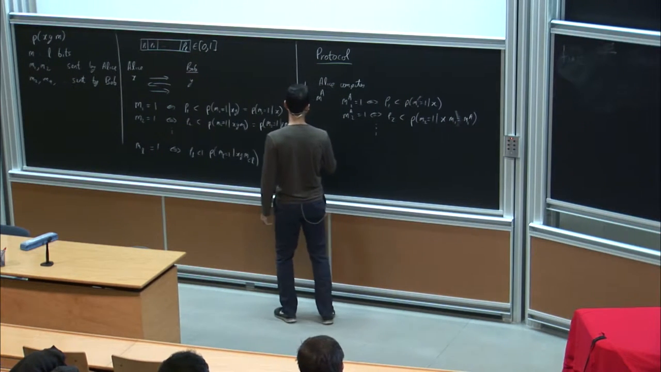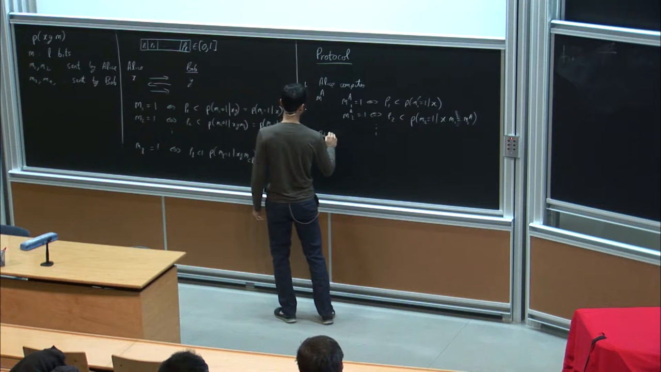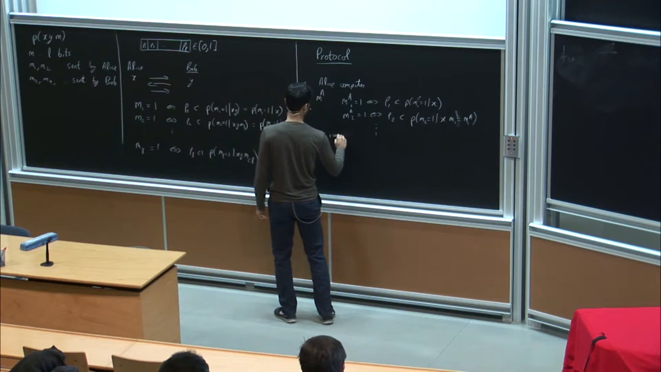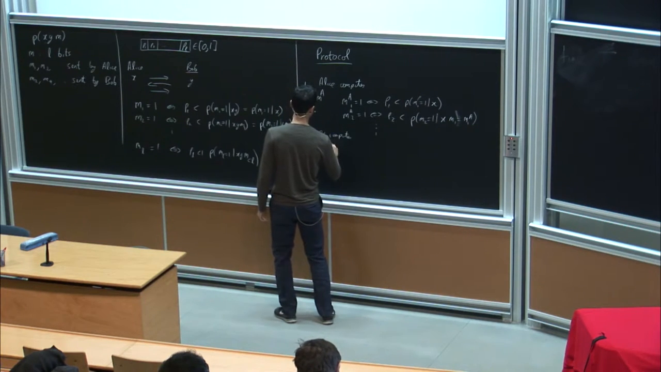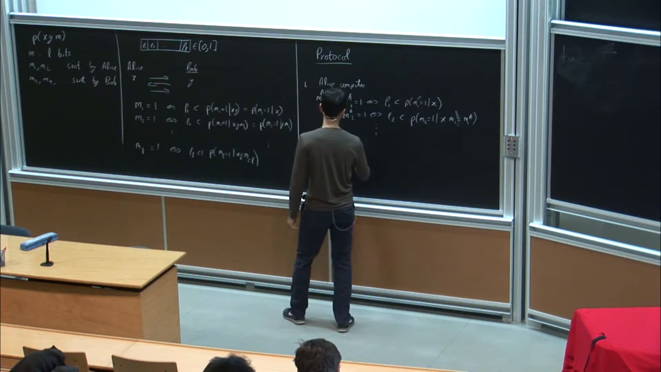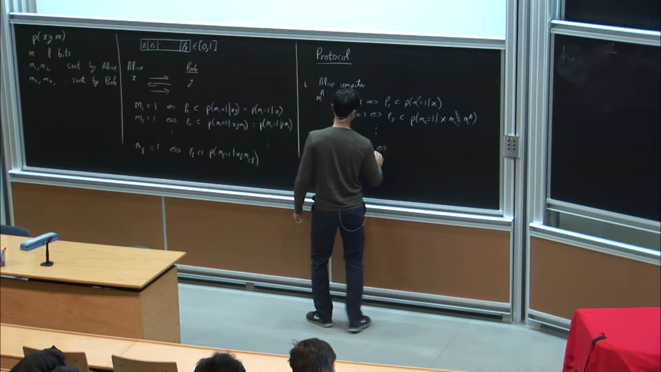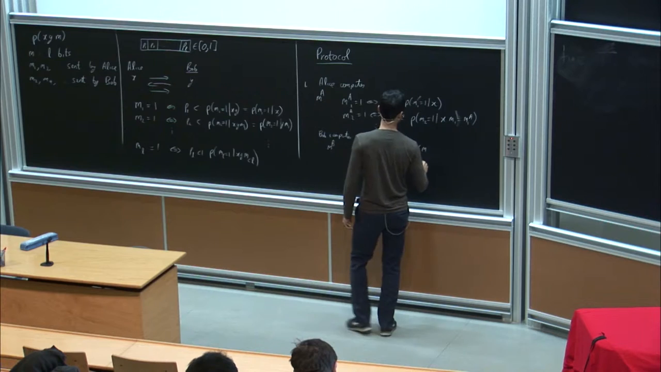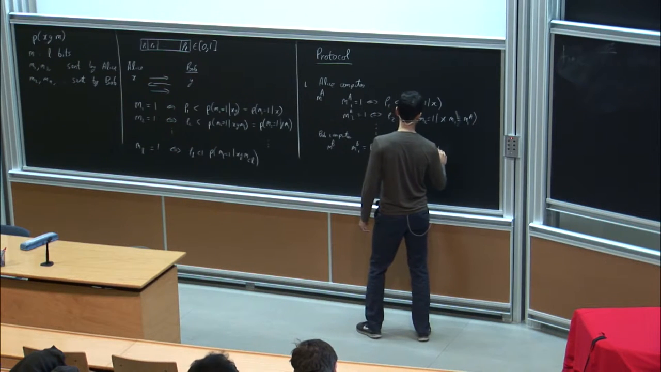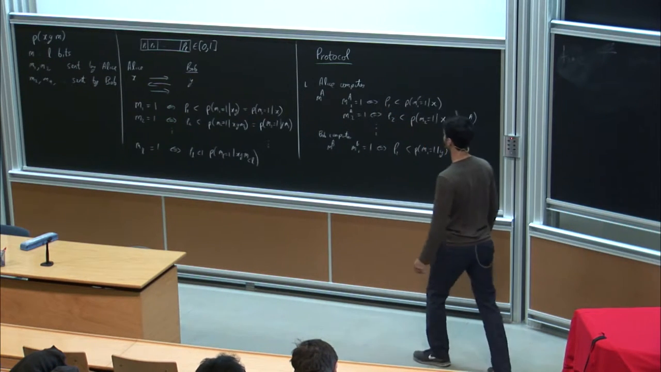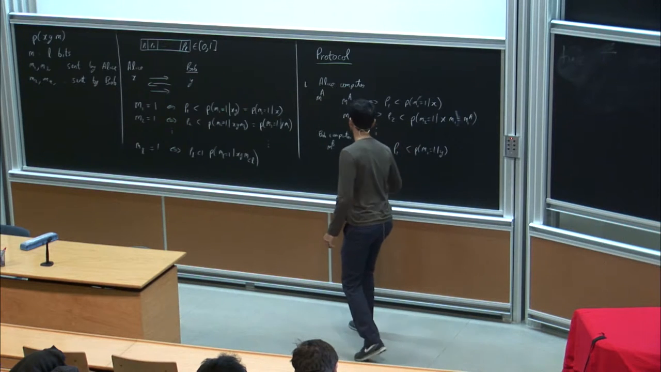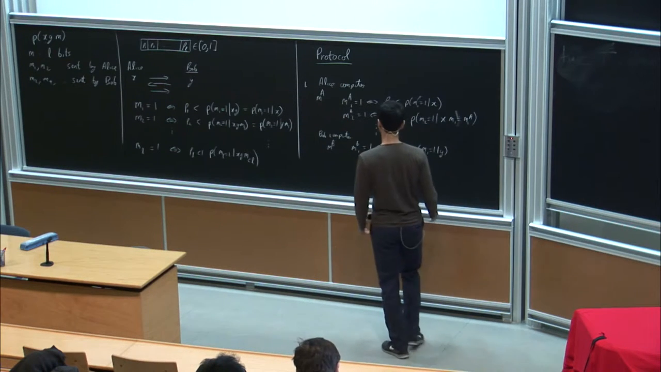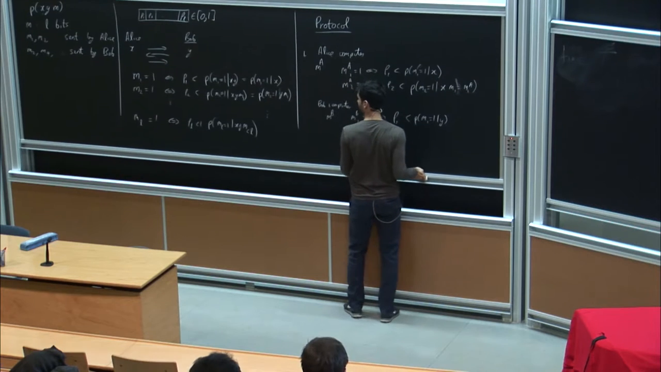And Bob does exactly the same. So Bob computes MB1 is equal to 1, exactly when rho 1 and so on. So that's the first step.